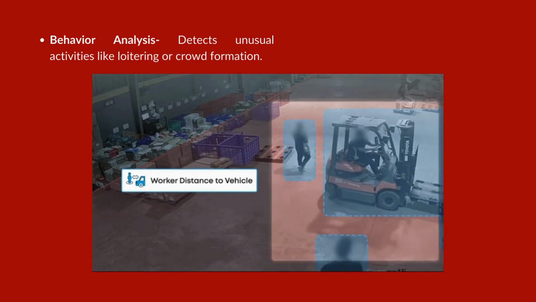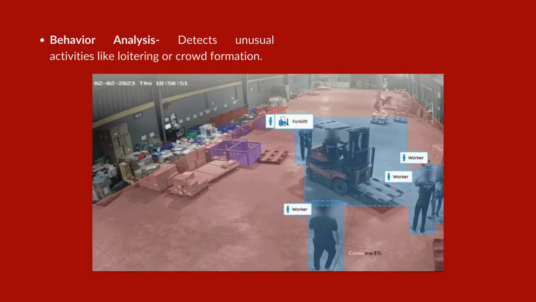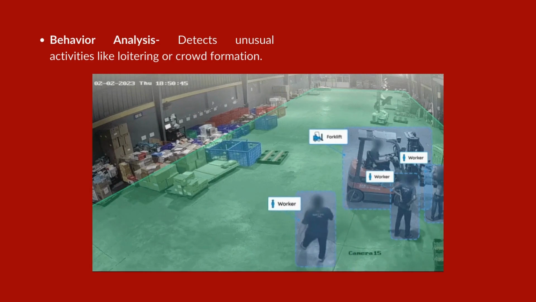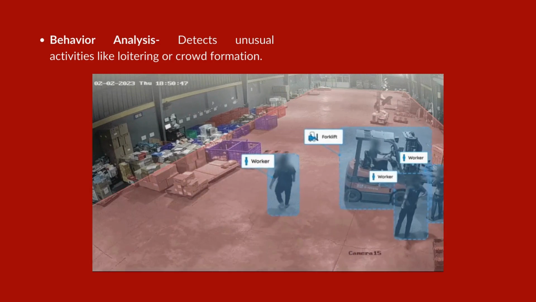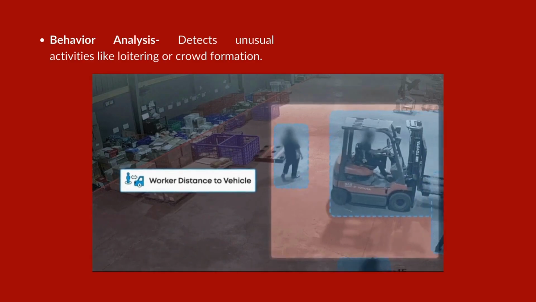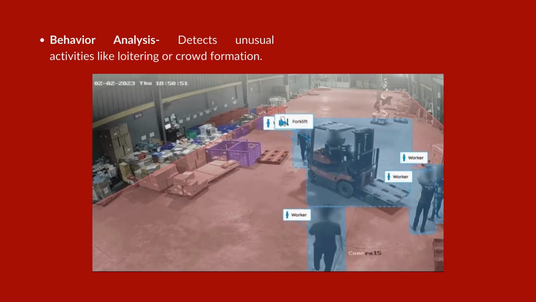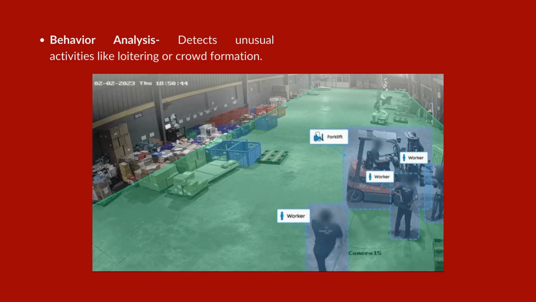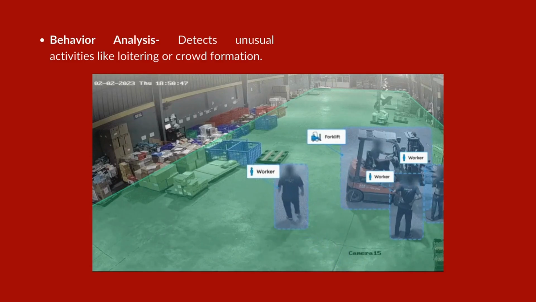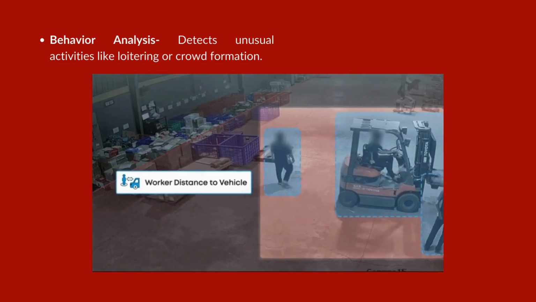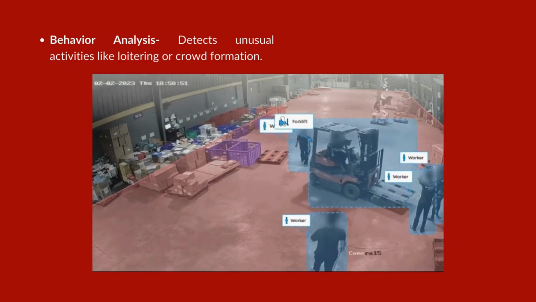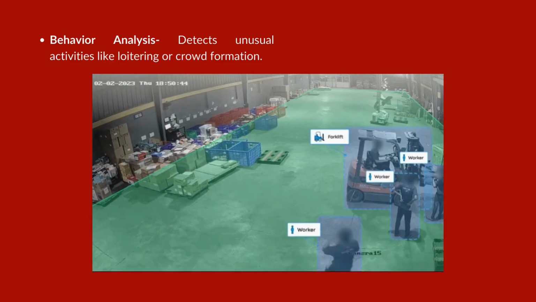Then we have behavioral analysis. It basically detects unusual activities like loitering or crowd formation. It can detect and notify the surveillance room, analyzing everything that is going on at that particular location. These are functions that are set on the camera. They come with the camera. You have to buy a camera that has all these functions. All right? It's very important you understand this part.